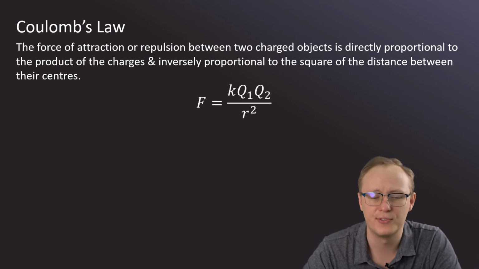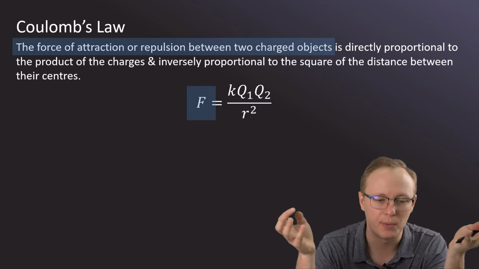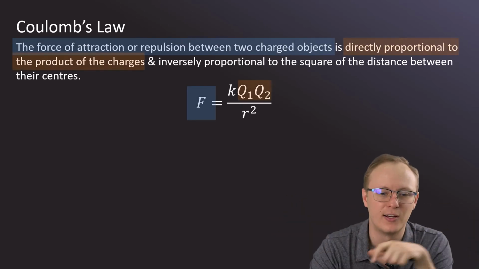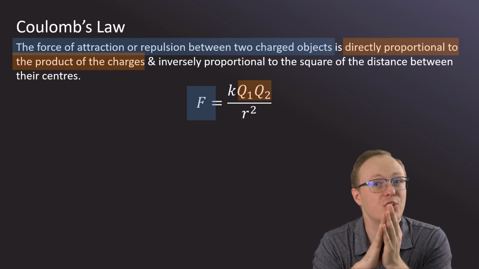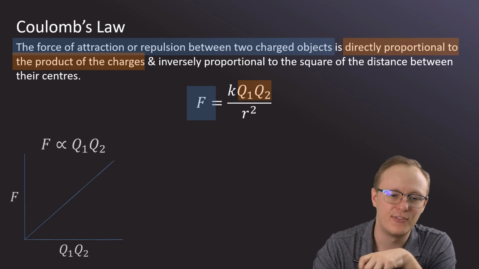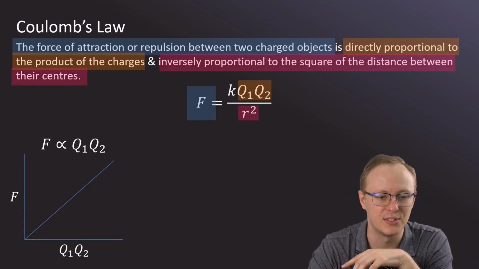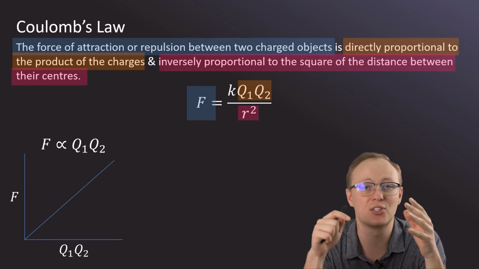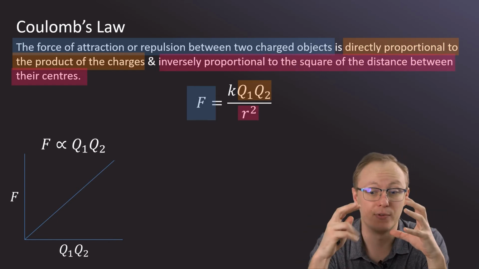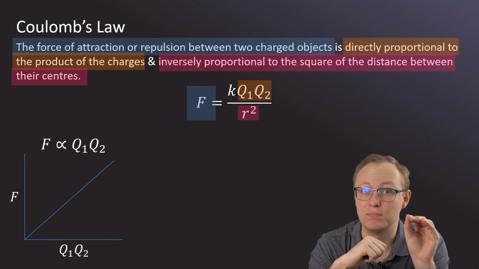So we've got this formula here, and in that formula, that force of attraction or repulsion is going to be the F, right? The product of the charges is Q1 times Q2 in coulombs. And then that thing about being inversely proportional to the square of the distance between them, well, that's going to be the distance between their centers squared, and remember to use meters for that.